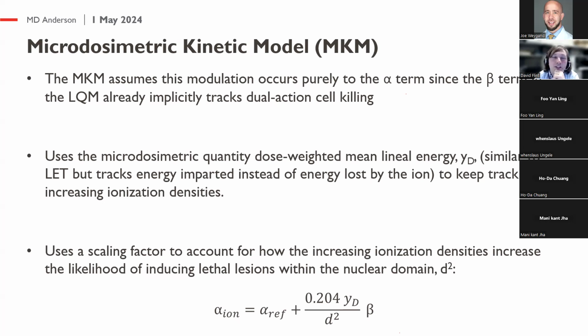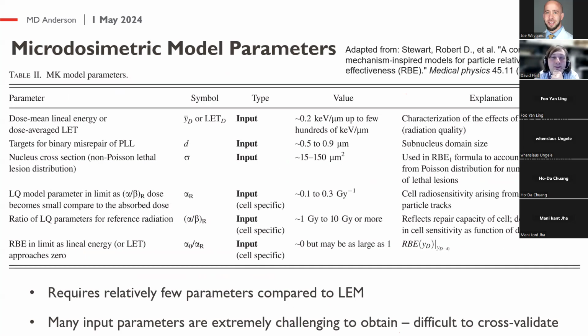The challenge though is that getting these microdosimetric parameters is a pain. All right, so when it comes time to using this model, what do you actually need? The MKM has 6 input parameters. You need a beam quality specifier, which is this lineal energy transfer quantity. You need 5 cell-specific parameters. You need the size of the nuclear domain. You need the nuclear cross-section. You need the reference alpha and beta values. It also needs a parameter that's the RBE in the limit as linear energy approaches 0.